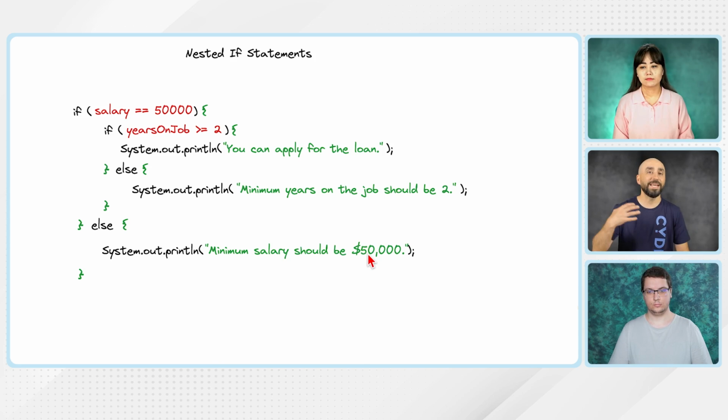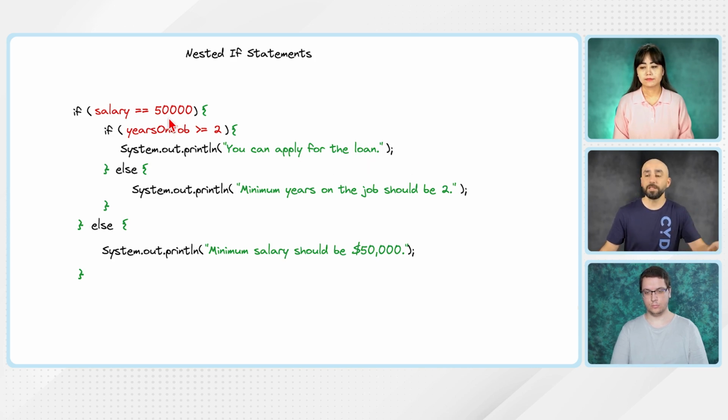This is good. Let's question ourselves. What will happen if the salary is 50,000? If you look here, if salary is 50,000, I have another condition. Basically, to be able to execute some statement, only the salary being equal to 50,000 is not enough. We also need to check if the years on the job is greater than 2. Your salary should be 50,000 and the work years in your company should be more than 2 years. If these two conditions are true, then you can apply for the loan.